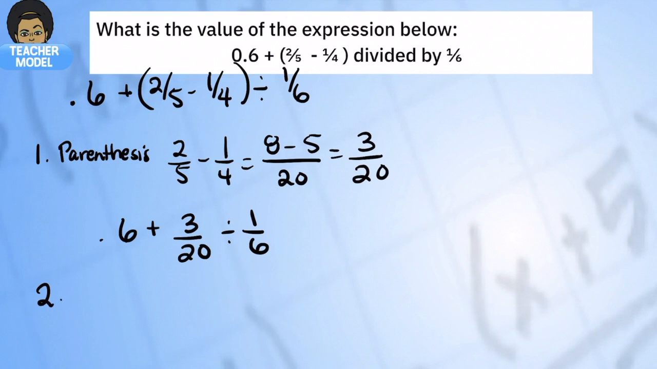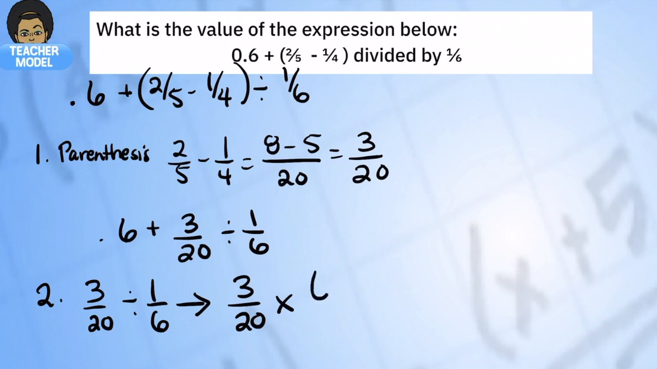So in our order of operations, what comes first? Addition or division? Division comes first. So we're going to do 3/20 divided by 1/6. Remember, dividing fractions is the same as multiplying by the reciprocal. That's where people do keep, change, flip. We changed it to multiplication. We flipped it to 6/1. And we have 18/20.